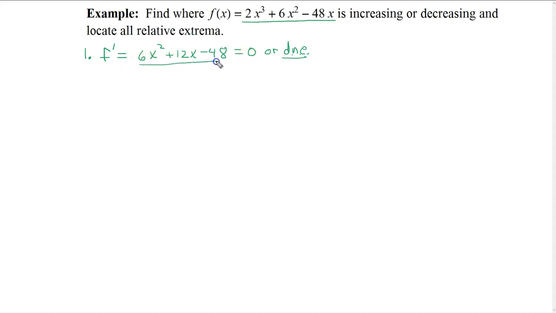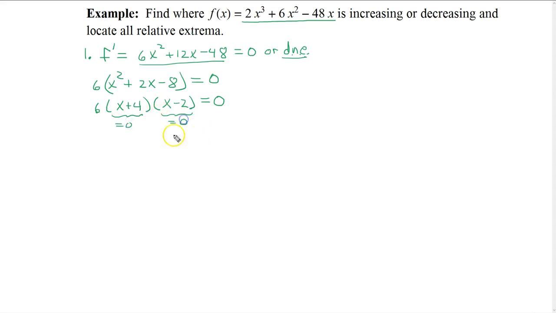Now, this does factor as, and that further factors as, and now setting each individual term equal to 0, we get that x is equal to -4 or 2. And these are our critical numbers.